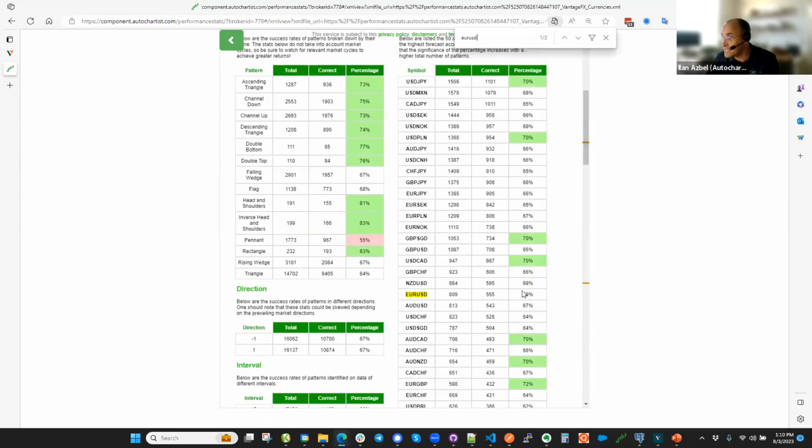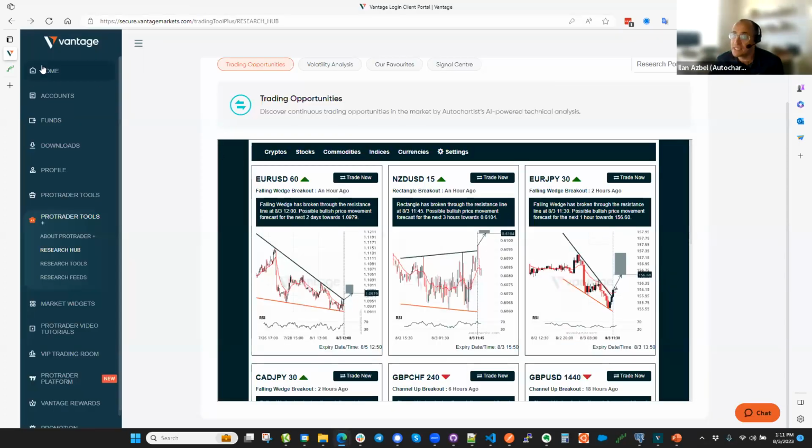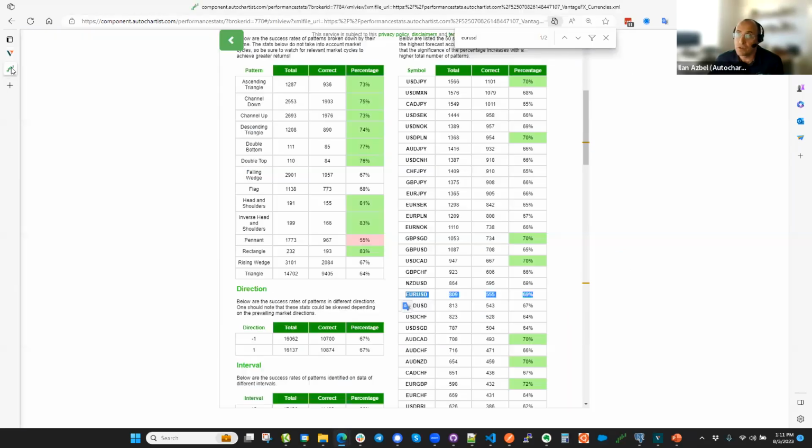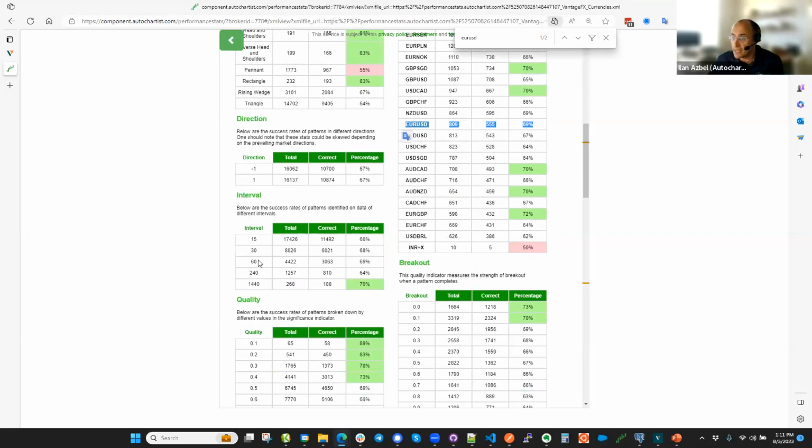Oh, here it is, Euro USD, 69%. We've been pretty good on Euro USD on the completed chart patterns. That's pretty good, right? Okay. And so you start getting an idea of the success of what interval. This was on 60-minute data, right? So this was 60-minute data. You can see over here. So we can have a look at the data interval, 60-minute data in general in the high 60s.